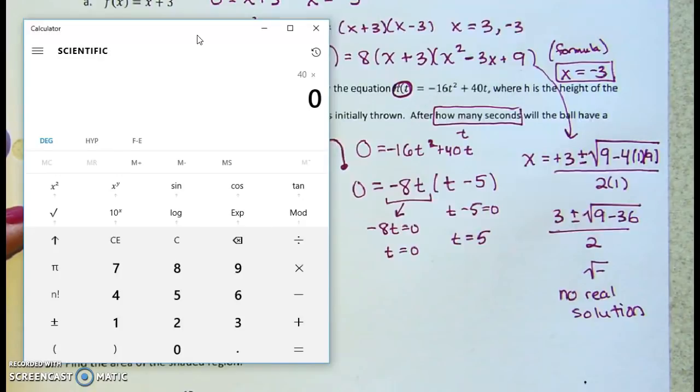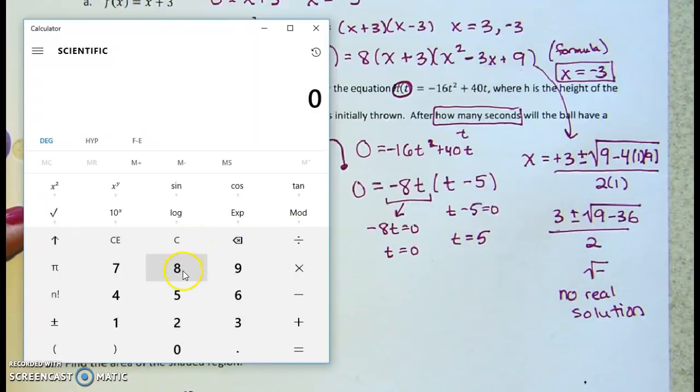Not 40 times 25. 40 times 5 equals 200. Well, look at that. Made a mistake.